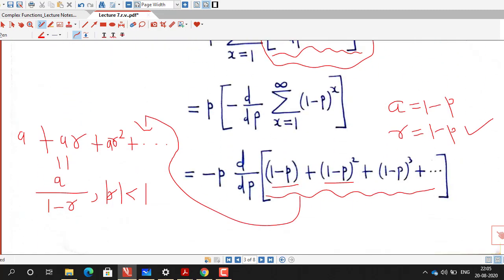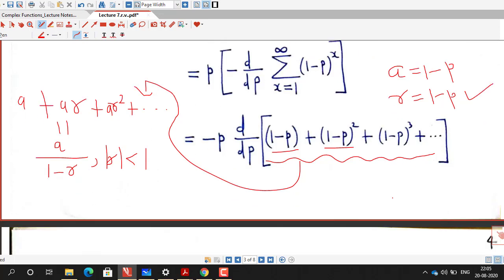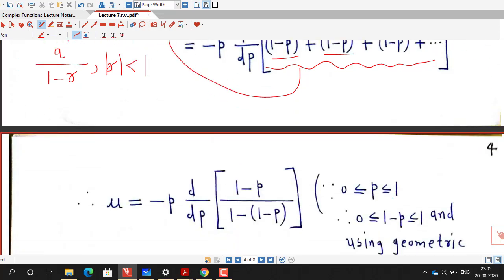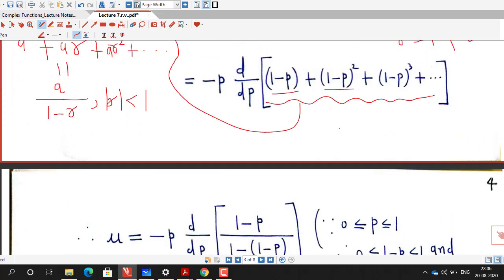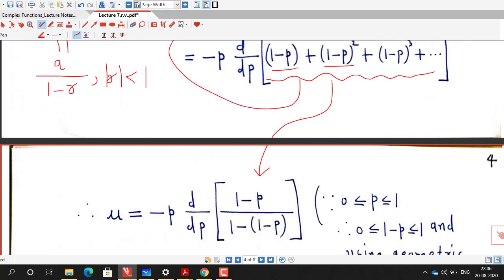So therefore we can apply this formula here. 1 minus p is in between 0 and 1. So this is nothing but a divided by 1 minus r. Here a is 1 minus p, divided by 1 minus r, that is 1 minus p.